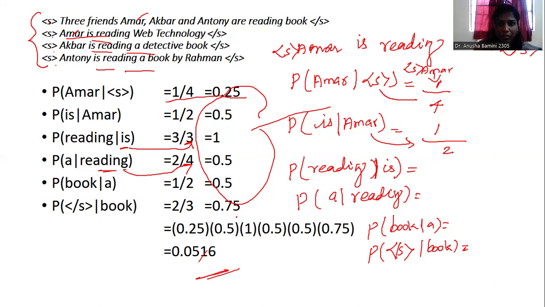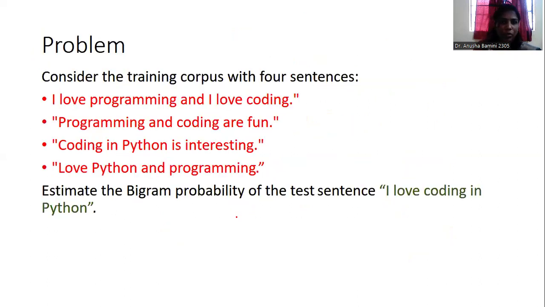Okay, I think you got the point and understood the problem. So this is one example problem given to you to solve. You can work out this problem in your class notes and we can see the answer in the regular class. Okay, so four training corpuses are given to you. These are the four training corpuses. This is the test corpus: "I love coding in Python." For this, you calculate the probability and check the answer. Okay, thank you.